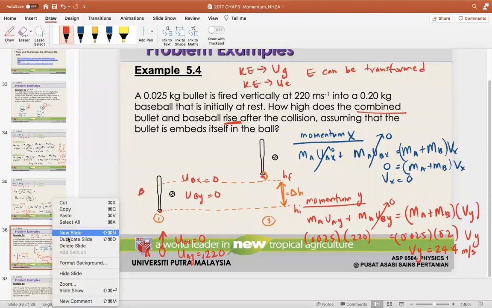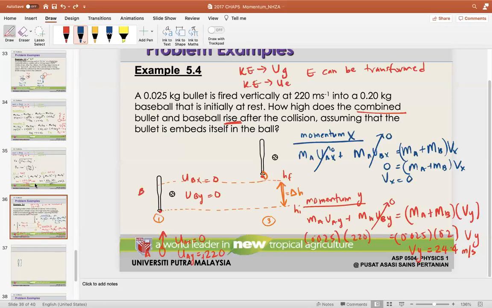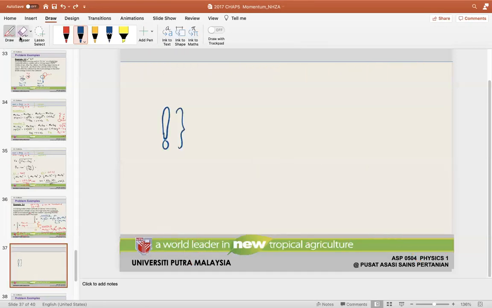Anyone wants to guess? New slide. How do I find my maximum height? Okay, say Lucas. So earlier we had a baseball and the bullet. Now it is already combined and it is moving at 24.4. Okay, so this is my velocity. I'm moving at 24.4. This is the baseball with the bullet. Don't ask me back what this thing is.